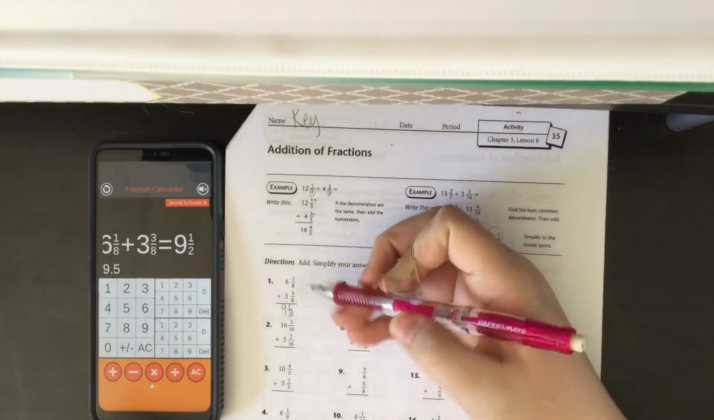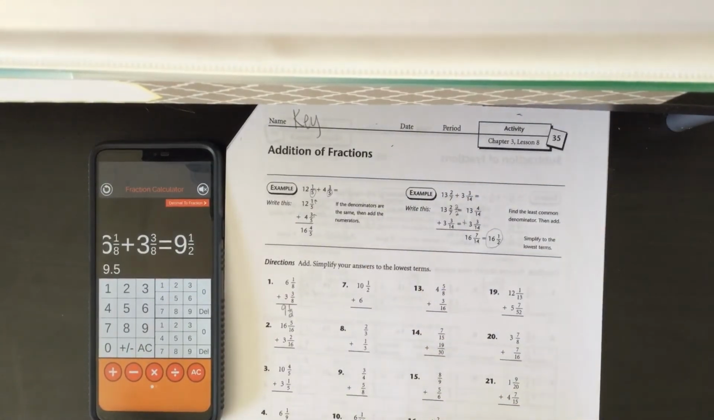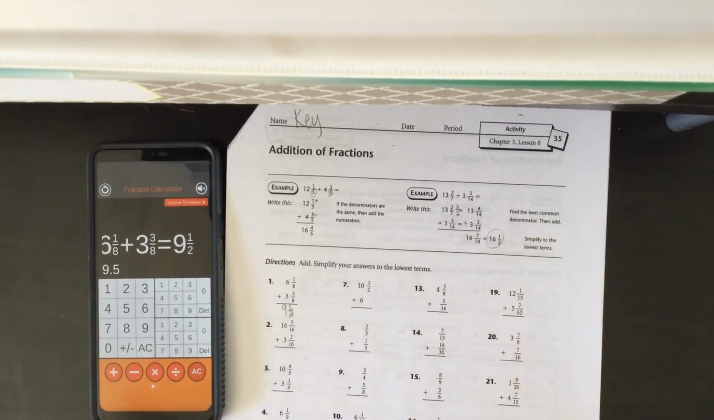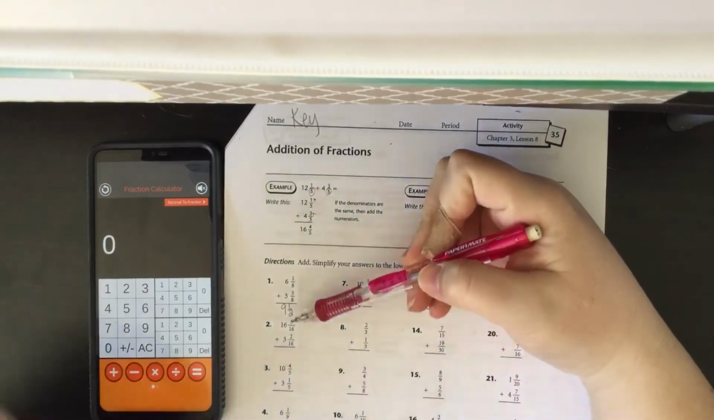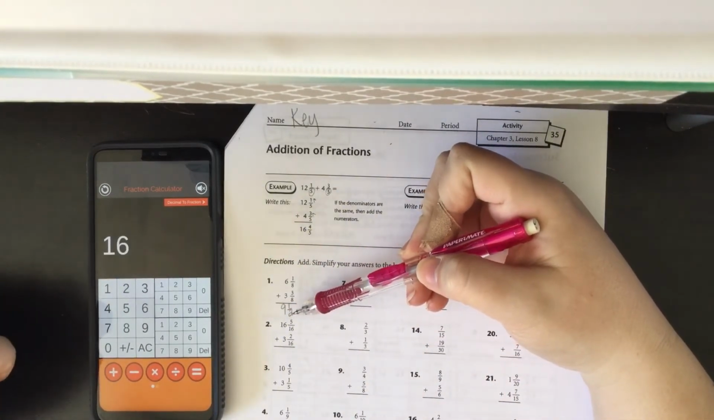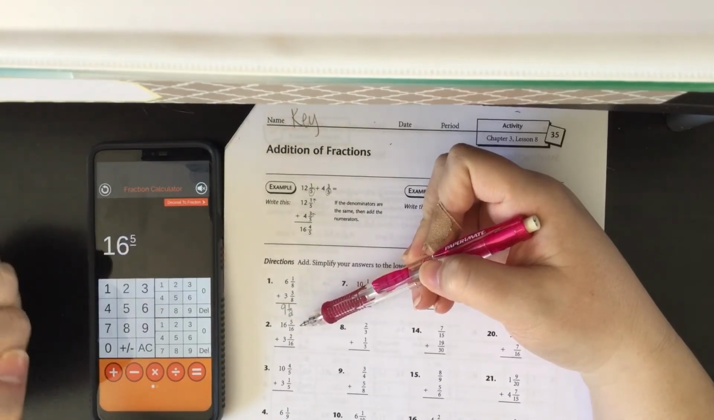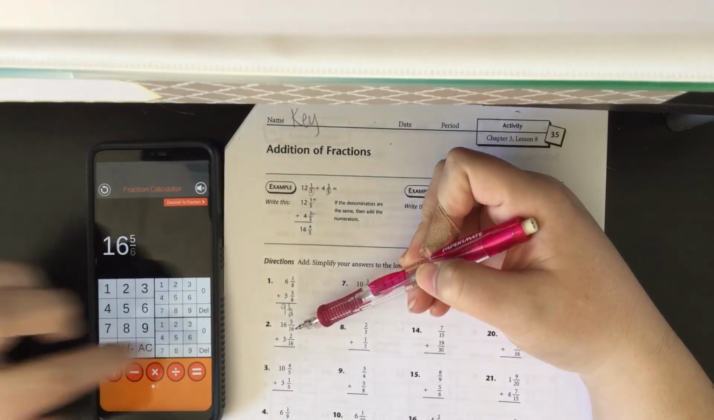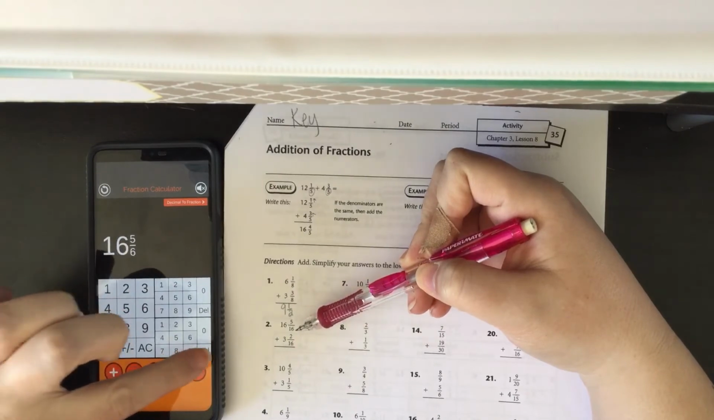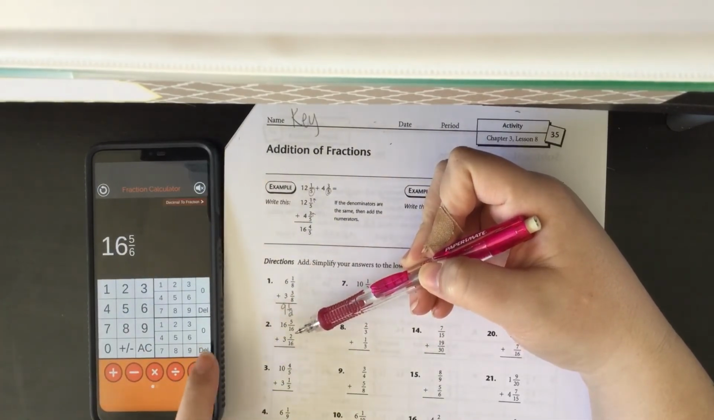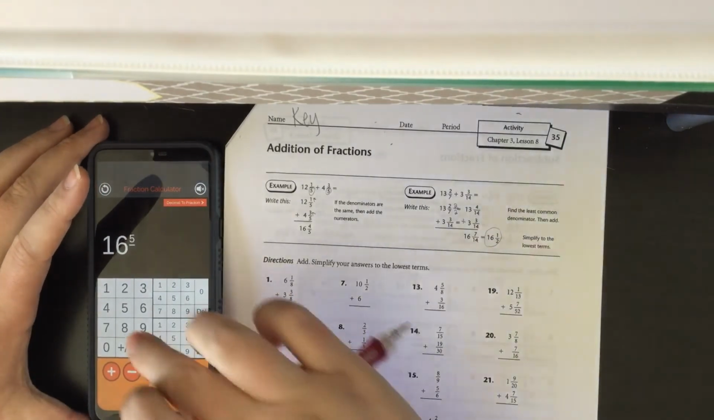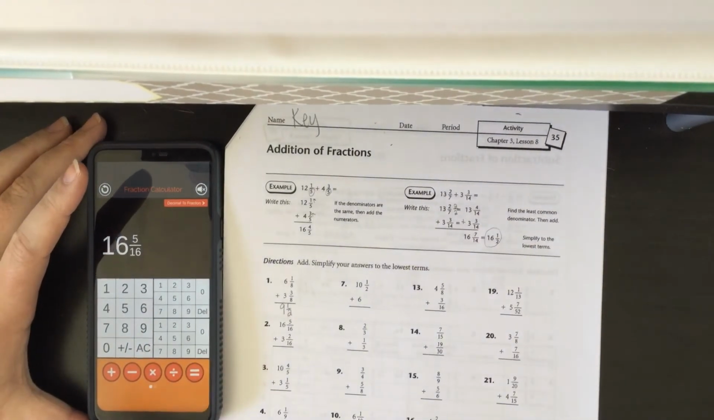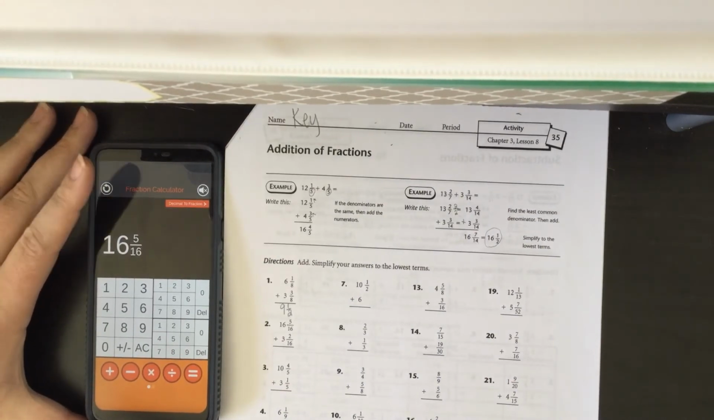Okay, we're going to do the same thing for number 2. It's no different when you have bigger numbers. Let's clear this out. And this time we're going to put in 16 for our starting number. 5 goes in for the numerator. 16 again for the denominator. There we go. A little tricky there. Okay, so 16 and 5/16.